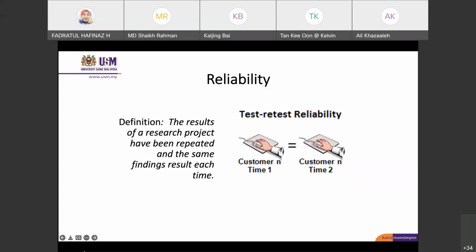So if your proposed method is stable enough, it will generate the same fitness value. So this is what we call the reliability of the model that you have developed. It will produce the same answer no matter how big your experiment is. Right? This is only an example. Okay.